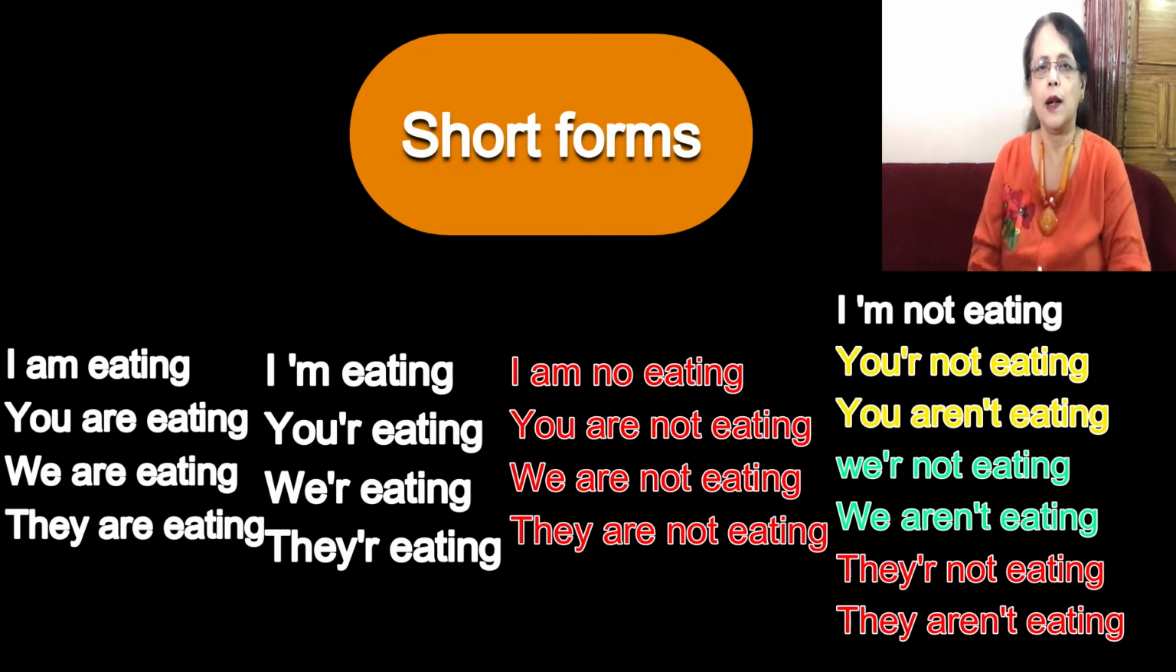First sentence, I am eating. What will be its short form? I'm eating. I apostrophe m. We have removed the letter a. So, I'm eating. Negative will be, I am not eating. I'm not eating. Then, you are eating. You're eating. You are not eating. You're not eating. You aren't eating. For you are not eating, you can either say you're not eating or you aren't eating.